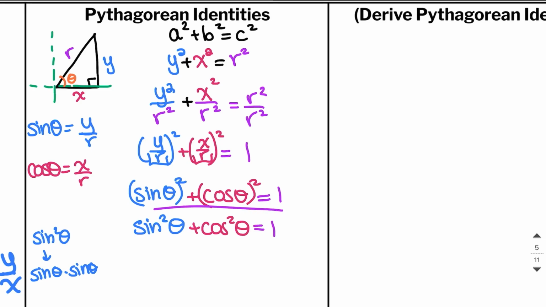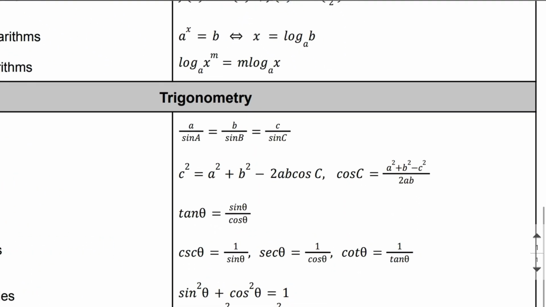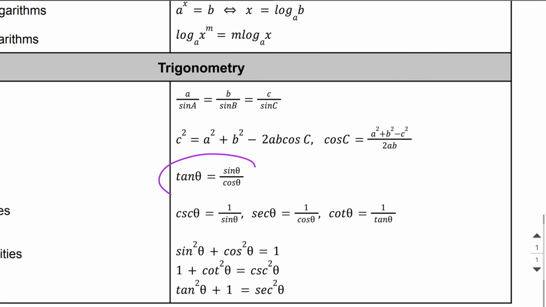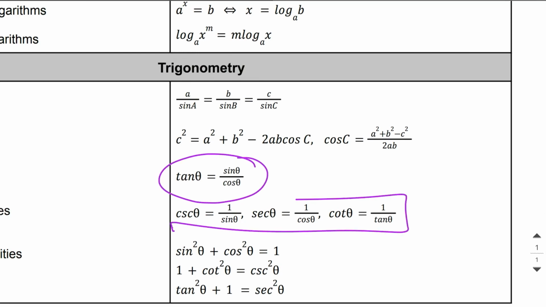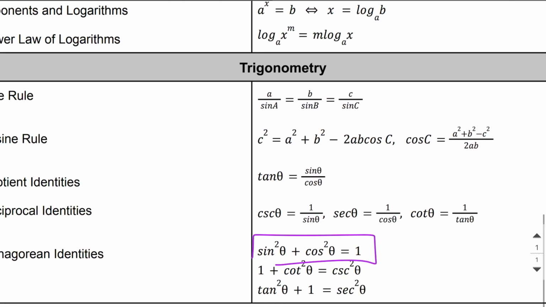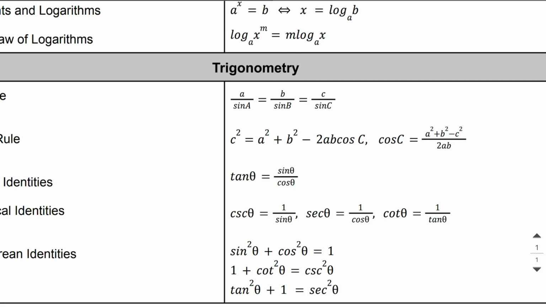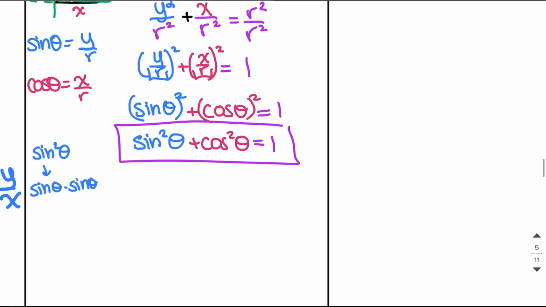So here's your first trigonometric Pythagorean identity. If you take a look at the formula sheet that you got, all of this stuff is listed out here. We've got that tan is sine over cosine. We've got our reciprocal identities right here. And now we know that sine squared theta plus cosine squared theta equals 1. We've proven that. Just a quick heads up that this is allowed to be rearranged.